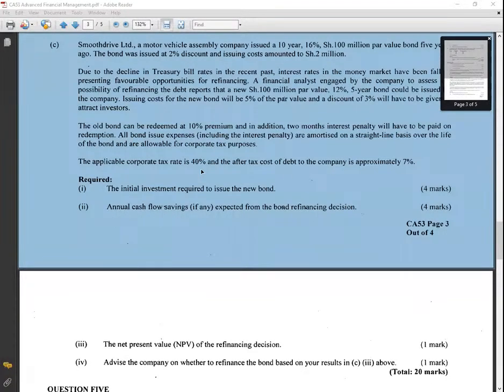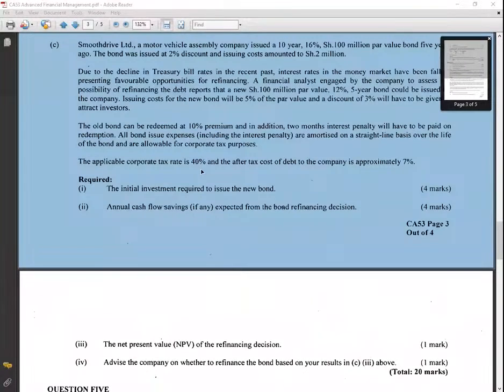For the older bond, what is the normal interest for the old bond? We are told it is 16%. So I will take 16% of the par value, which is 100. But remember, once I get this 16% of 100, I'll get 16, which is interest for a whole year. But we are told the overlap will be an overlap of how many months? 2 months. An overlap of 2 months.